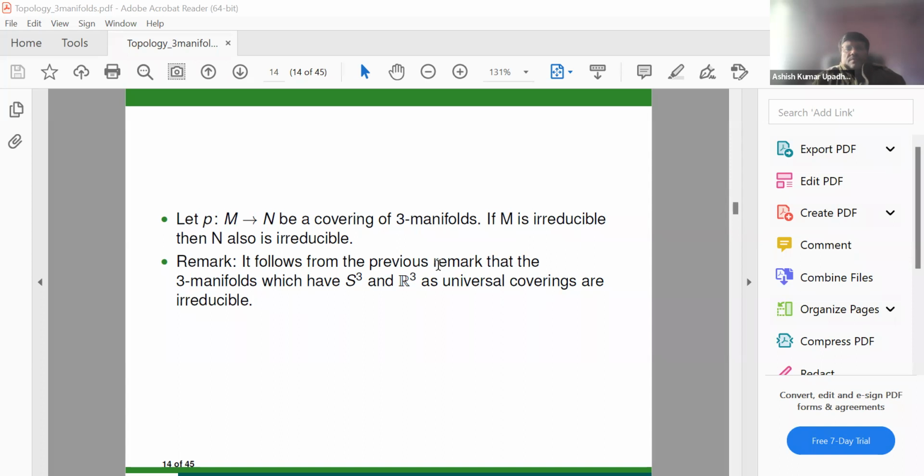It follows from the previous remark that the three-manifolds which have S3 and R3 as universal coverings are irreducible, because we have seen that S3 and R3 are irreducible, and we use this result about covering to deduce that the covering base space will also be irreducible in case S3 and R3 are universal coverings. Okay.